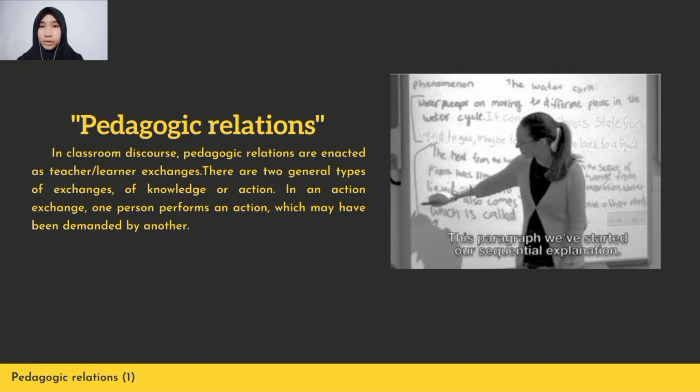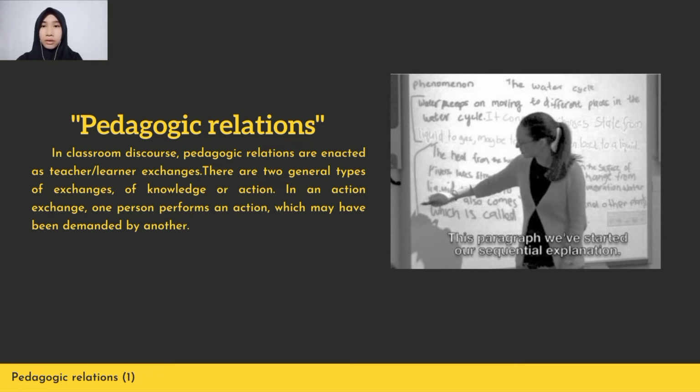In classroom discourse, pedagogic relations are enacted as teacher or learner exchange. There are two general types of exchange, of knowledge or action. In an action exchange, one person performs an action which may have been demanded by another. The person performing the action is known as the primary actor or A1. The person demanding the action is a secondary actor or A2. After Martin 1992, Martin and Rose 2007, following Berry 1981.